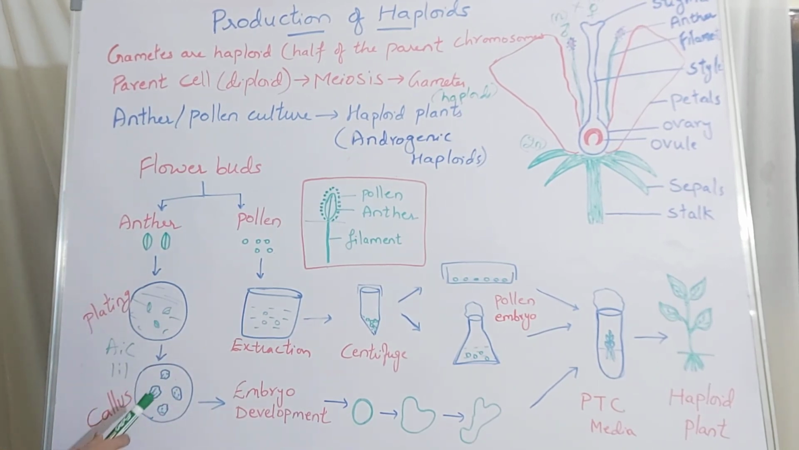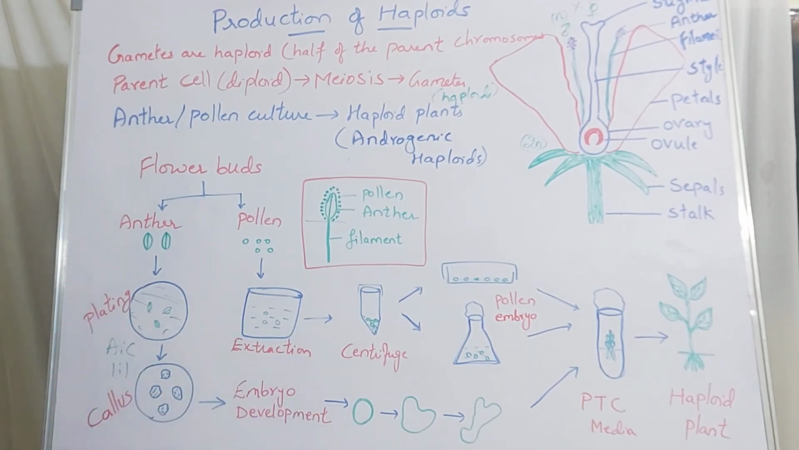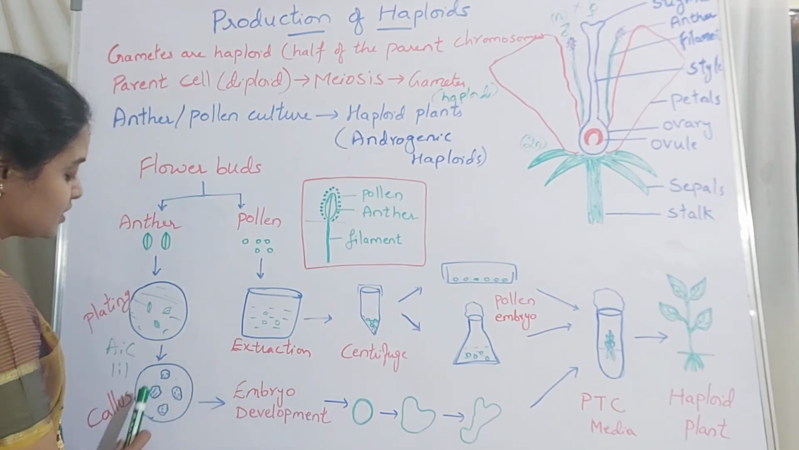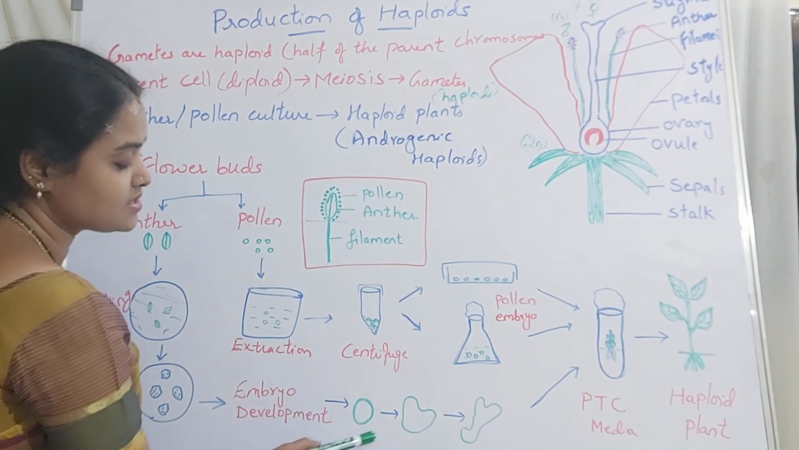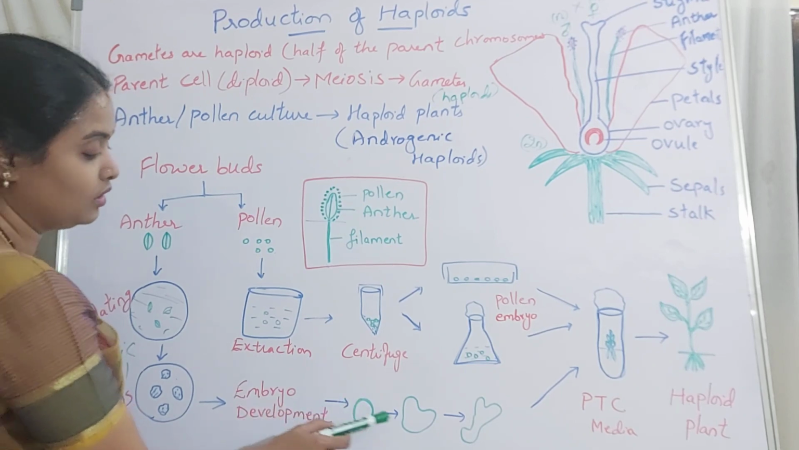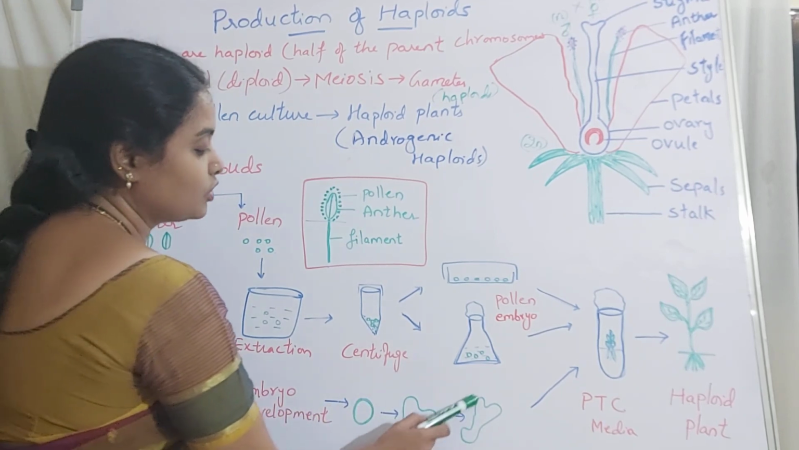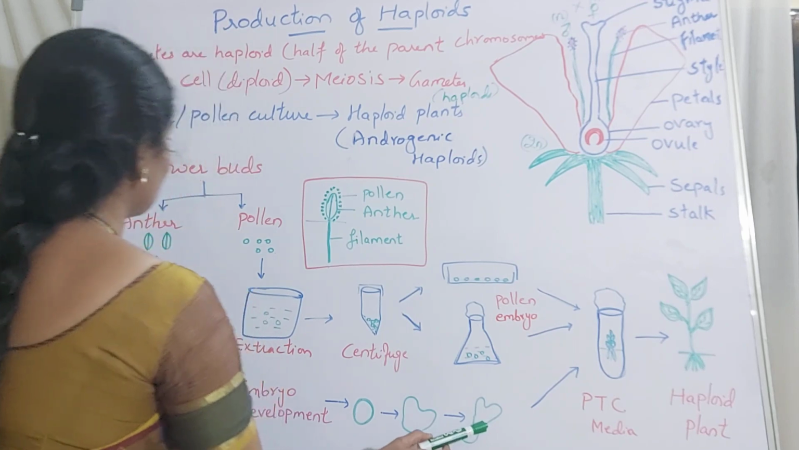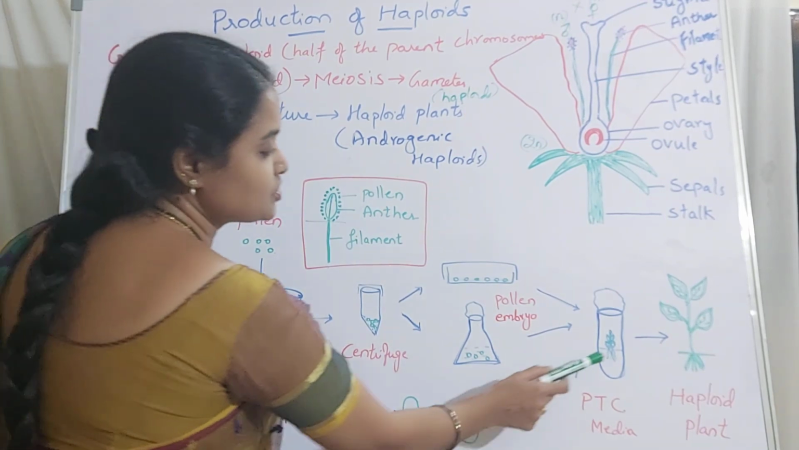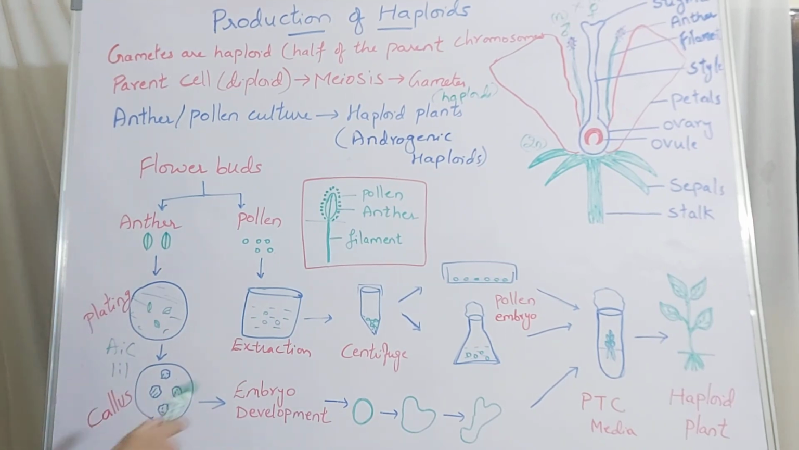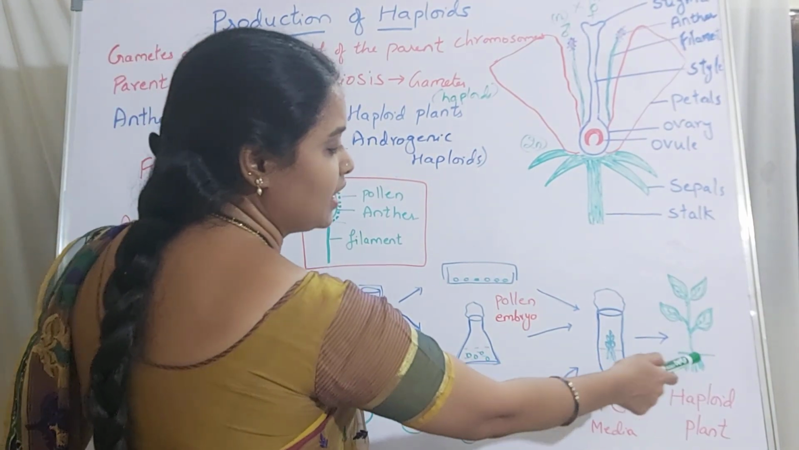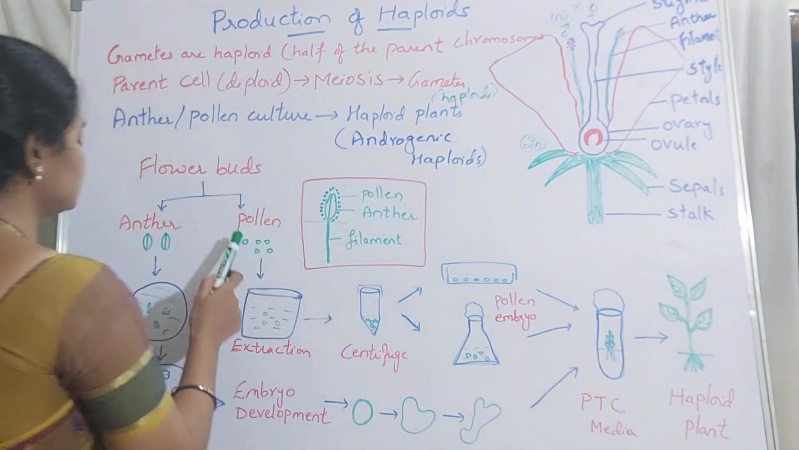Now these unorganized masses of cells will transform into an embryo, right? Due to certain nutrient conditions, the callus will gradually transform into an embryo, whose initial stage is the globular shaped embryo, then heart shaped embryo, then torpedo shaped embryo. Now these torpedo shaped embryos are cultured in plant tissue culture media to produce the plantlets. Is that clear? After that it is the hardening process. Okay, so let us see the next one.